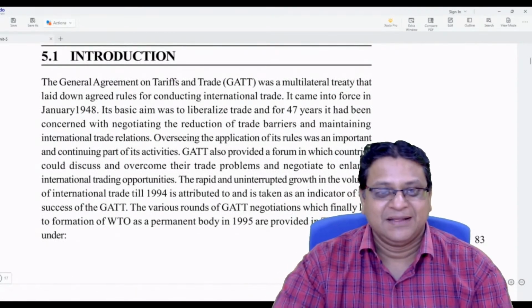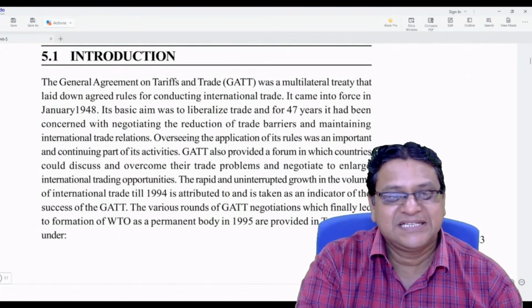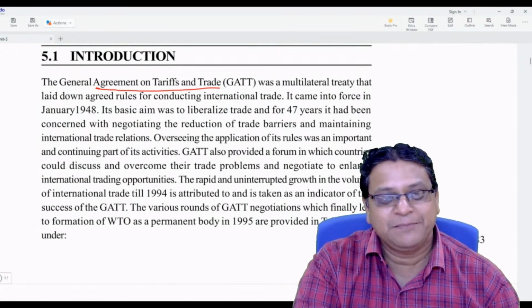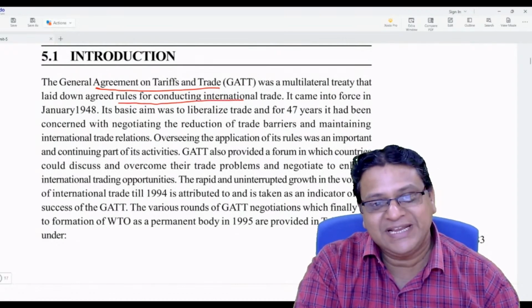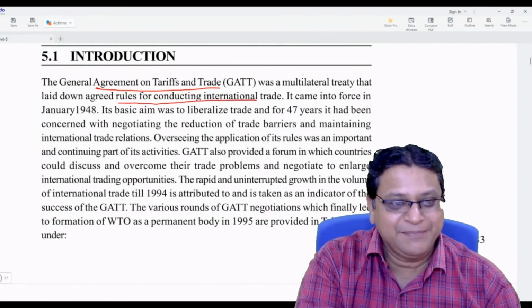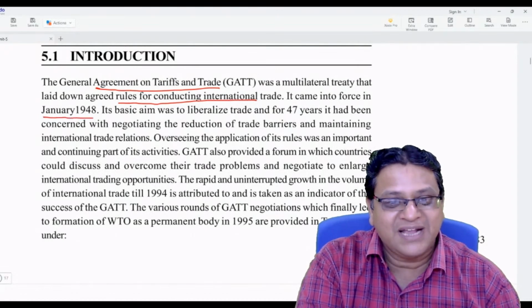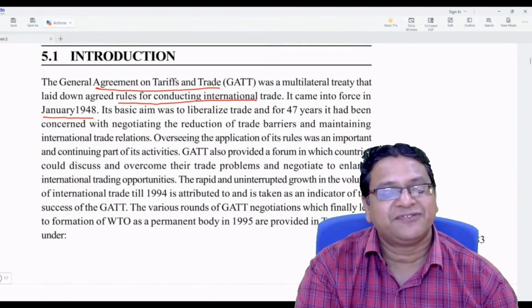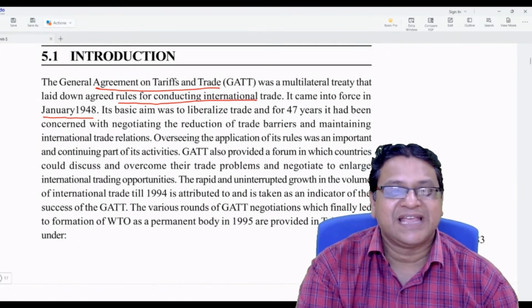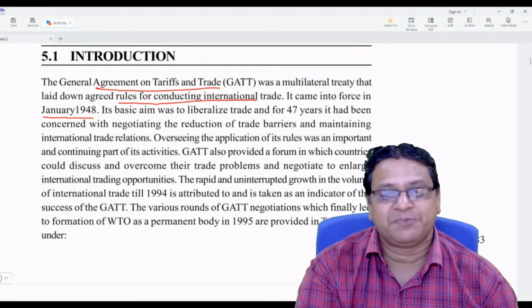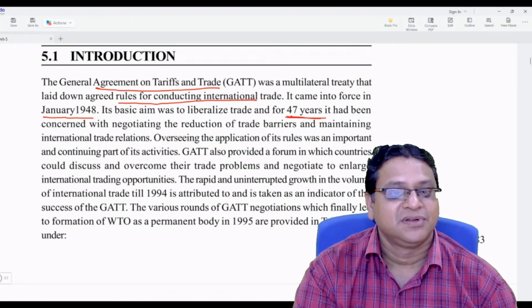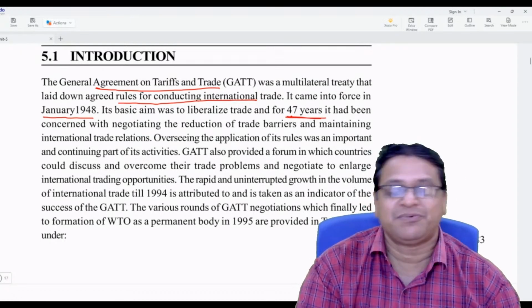So what is GATT? I have discussed, GATT is a multilateral agreement, and it frames rules for conducting international trade. And it came into existence on 1st January 1948. Four years after Bretton Woods Conference, GATT was formed, and this agreement was prevalent for the next 47 years till WTO was formed.